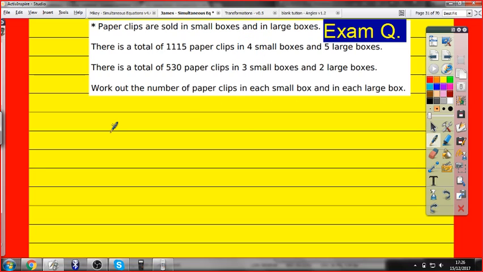Okay, let's just construct this simultaneous equation. So you've got to do 4s add 5l equals 1115. Mm-hmm.